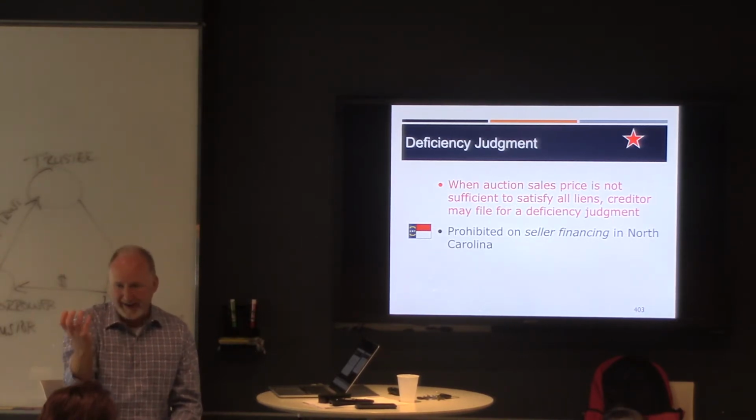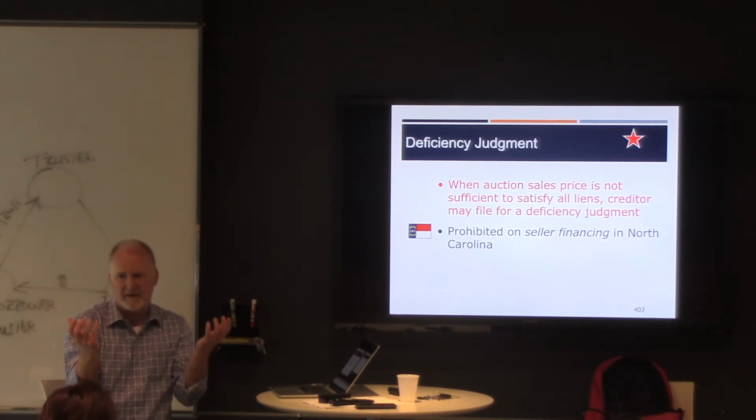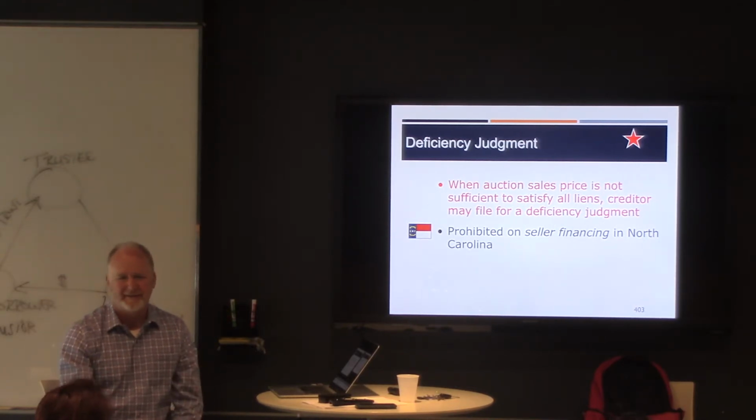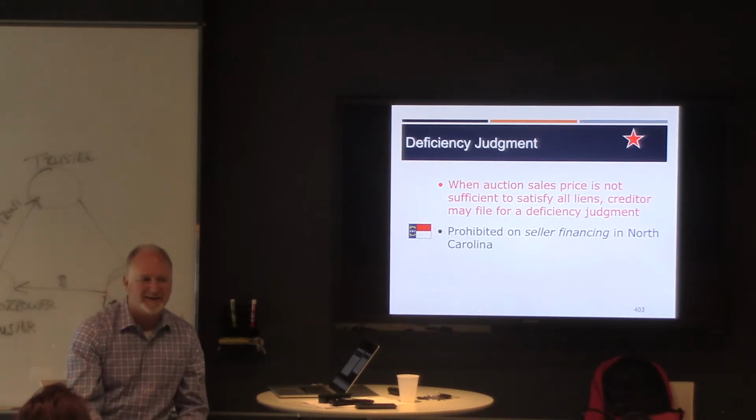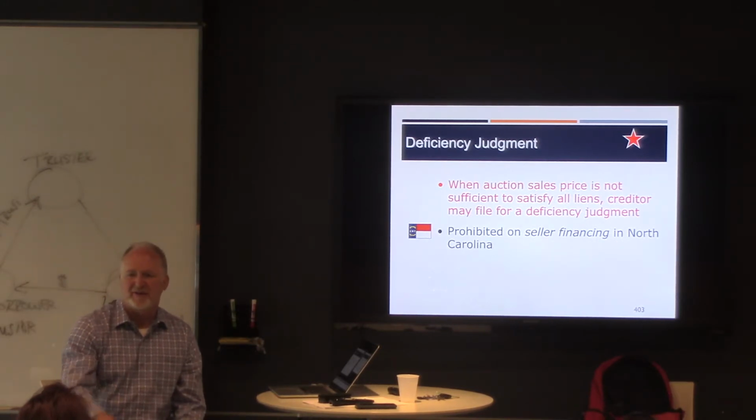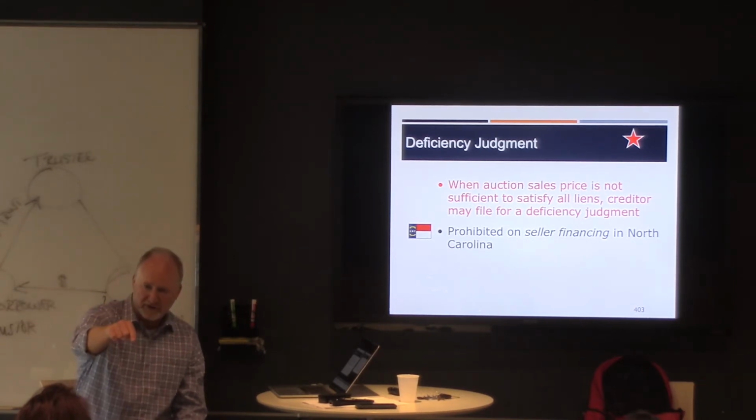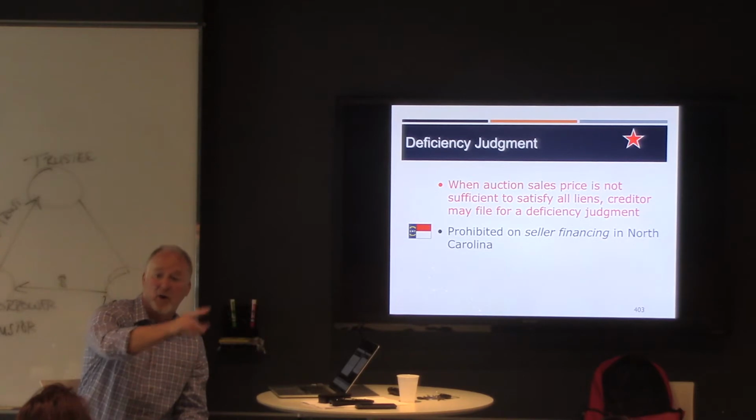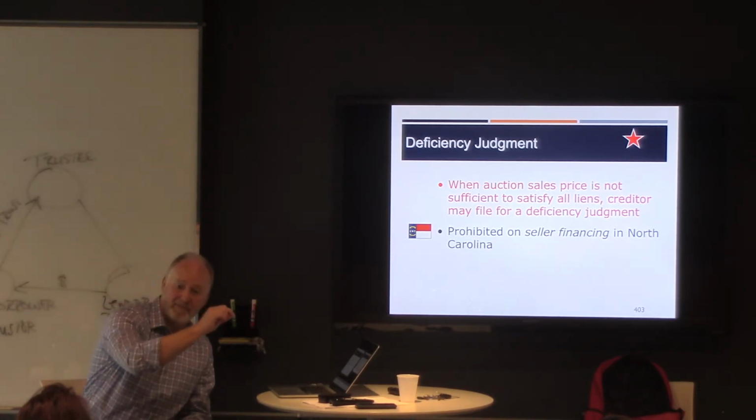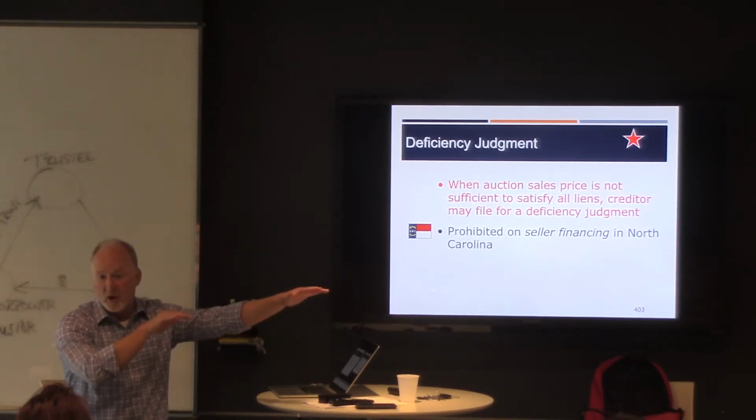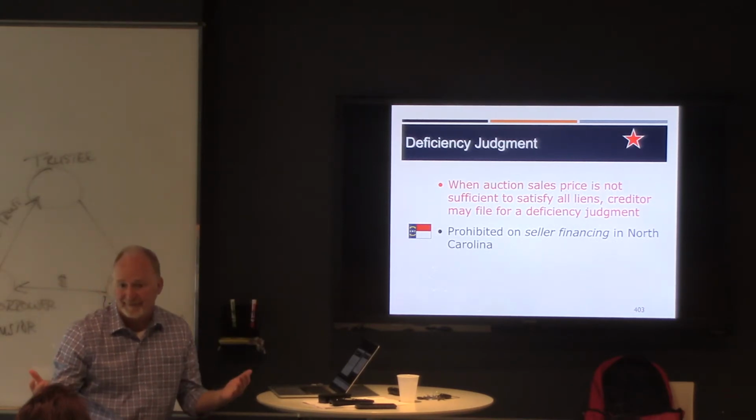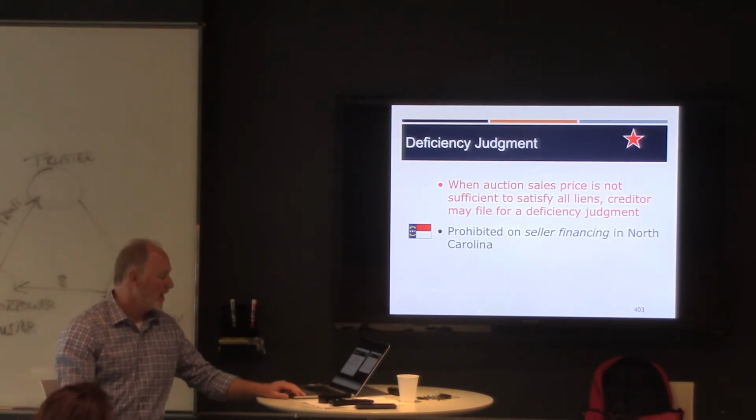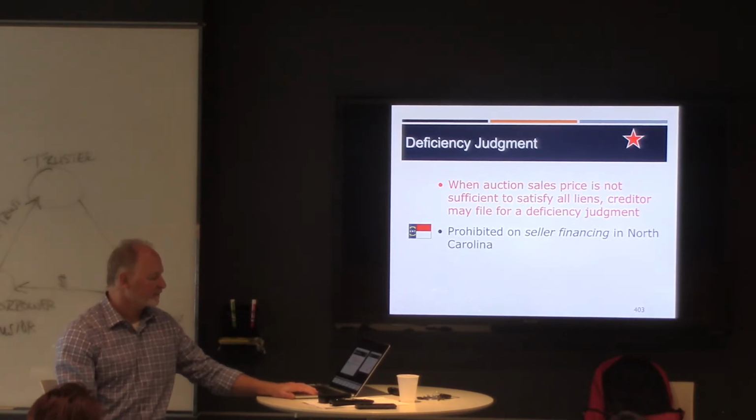What's the difference between a bank and me as an individual as far as the law goes? Banks are heavily regulated. Individuals are not heavily regulated. So here's the deal. If you want to do seller financing, go ahead and knock yourself out. But if you foreclose on this guy, you can either get the money or the property, but you can't get the property and then charge him more because he was behind in his payments. No deficiency judgments on seller financing.